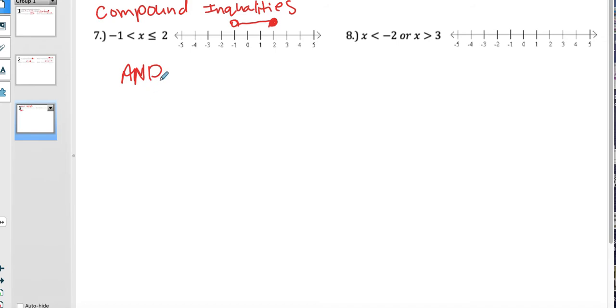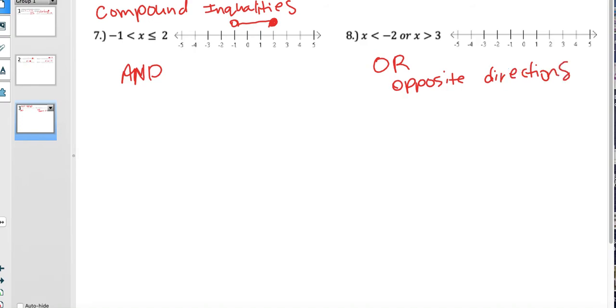So you can think of the word sandwich as an AND. I need it to be true for both. I need the values between, okay? So we're going to find the values between the two circles. Where on number 8, this is an OR situation. Notice that then my arrows are going to face in opposite directions on my number line.